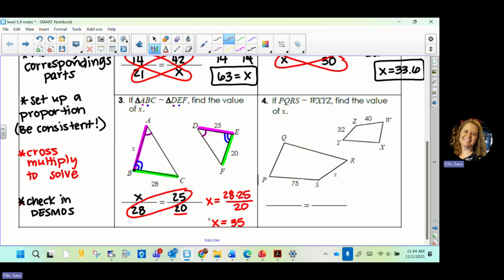And again, they asked for the value of X, so that's my answer. I don't have to go plug it in or do anything with it. I would go to Desmos and check 35 over 28 and 25 over 20, and I would see those are the same. Those reduce to the same ratio. They're equivalent.